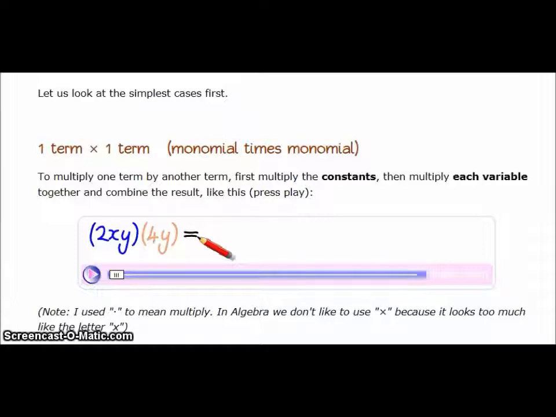Okay, this is the first example. One term being multiplied by another monomial, okay? So to multiply one term by another term, you must first multiply the constants, that is 2 times 4, and then multiply each variable together. Take a look. 2 times 4 times xy times y. So at the end you simply multiply 2 times 4, which becomes 8, and xy times y, it's xy squared.